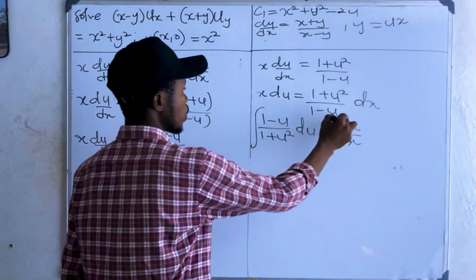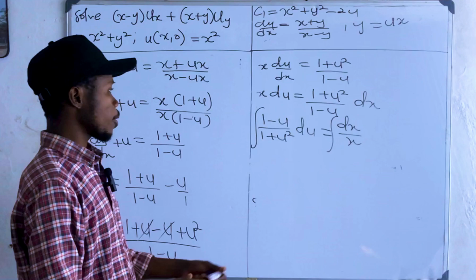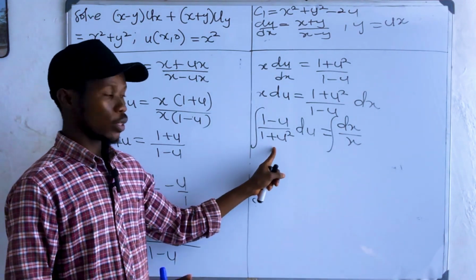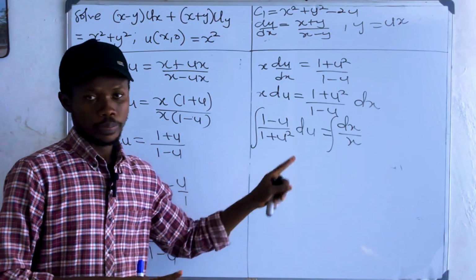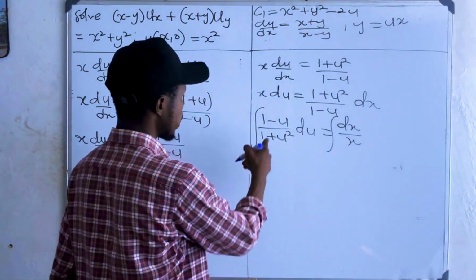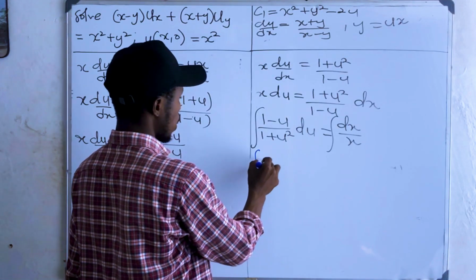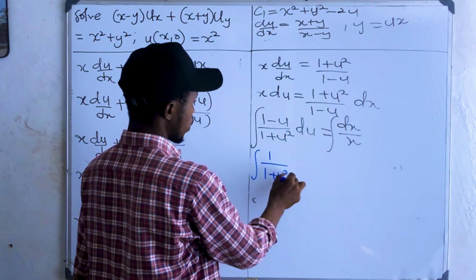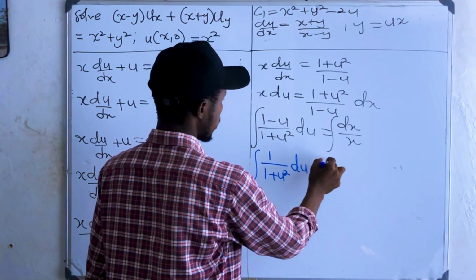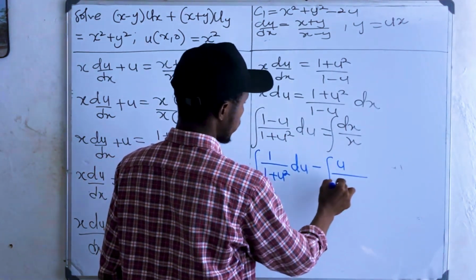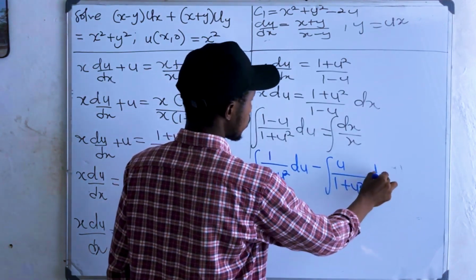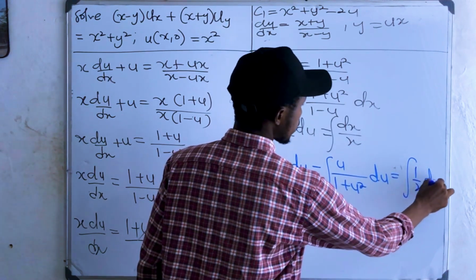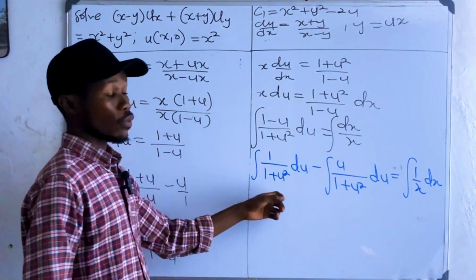Now here we can integrate it. So let's see how this thing is integrated. If you want to integrate this, you have to do something. It's not anything difficult, okay? Good. So if you want to integrate, the first thing to do is to separate the numerators. So I have 1 over (1 plus u squared) du, minus u over (1 plus u squared) du, equals the integral of 1 over x dx.